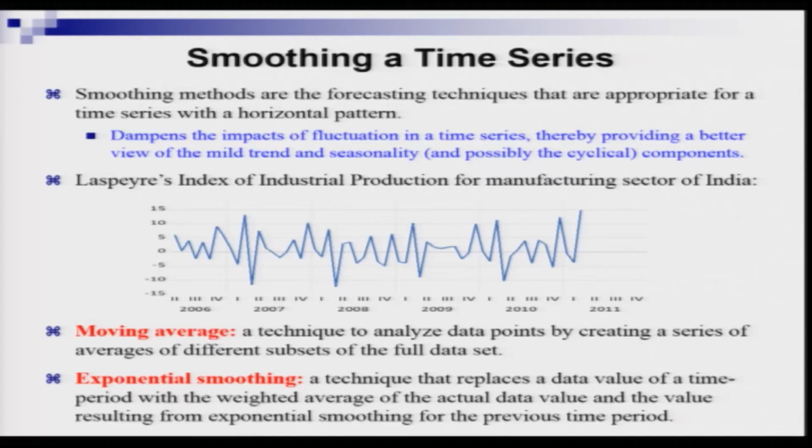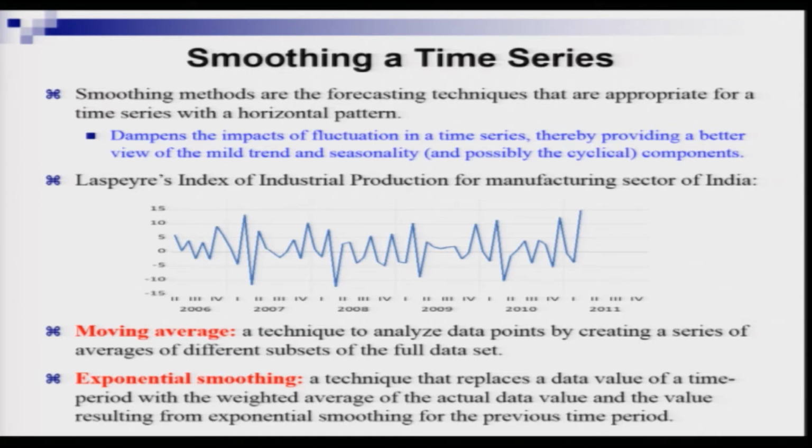So, if we have such kind of time series data, then what does a smoothing technique do? A smoothing technique actually dampens these regular fluctuations around the constant mean, and what is the advantage of that? Basically it helps us to disentangle the mild trend effect, if there is any, and the seasonality effect or component that is embedded in the time series data.